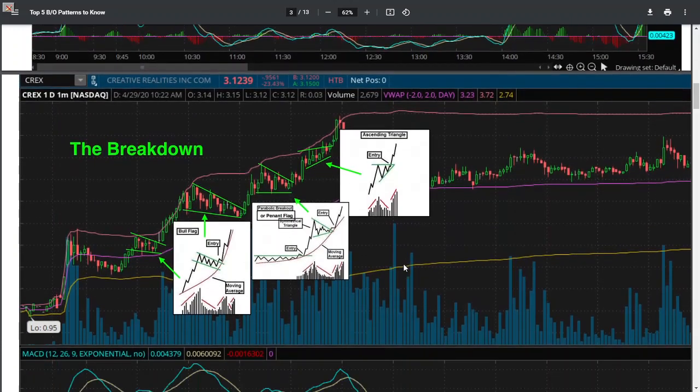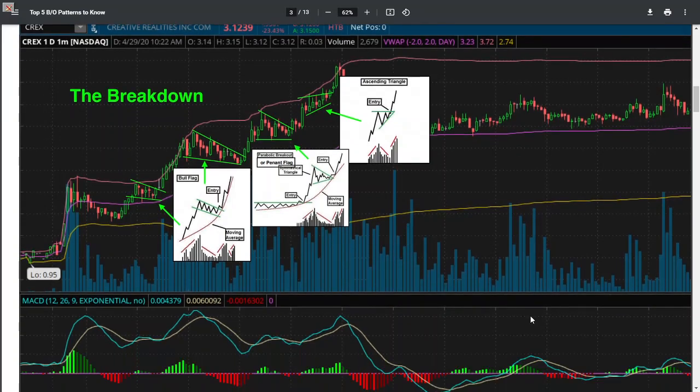Let's break them down and see the difference between the 3 of them. This one I love. It came with all of them. And when it's hot, team, and you're seeing a play run like this from 95 cents all the way up to 3, just in the morning, within about an hour and a half or so, you're going to see a lot of this. You're going to see a bull flag, and a true traditional bull flag is this right here.